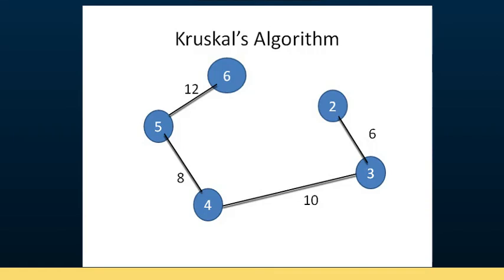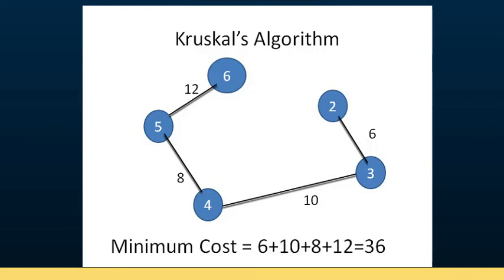In this way, we have the second technique for the minimum cost, which is Kruskal's algorithm. Its value is again 36. So according to Prim's algorithm and Kruskal's algorithm, we can find the minimum cost spanning tree.